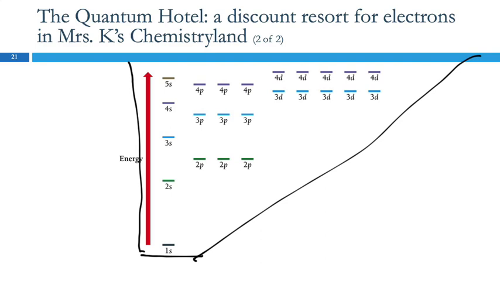And then we've got our electrons. And so the electrons are going to come to the hotel and check in for the night. And so the first guy comes in, he wants the cheapest room, right? So the hotel clerk is going to put him in this first room, right?